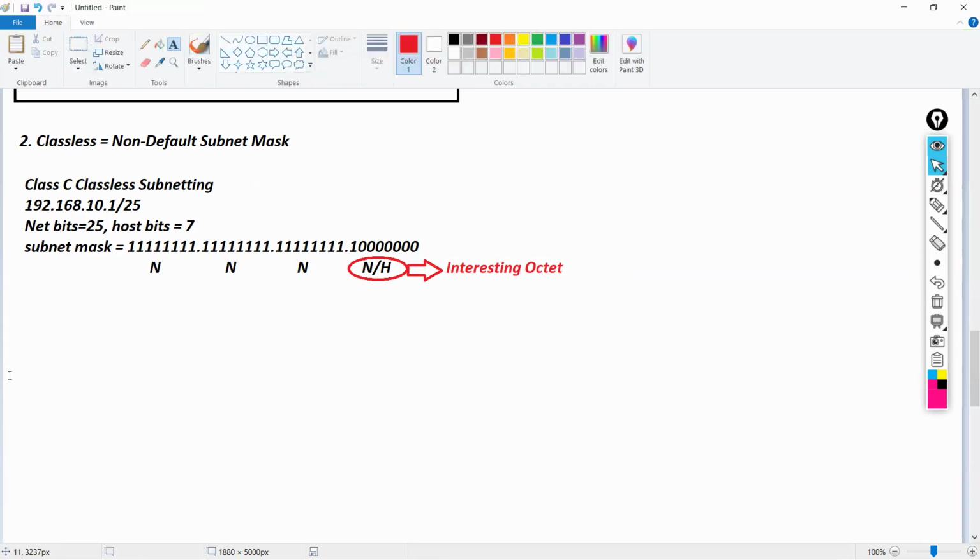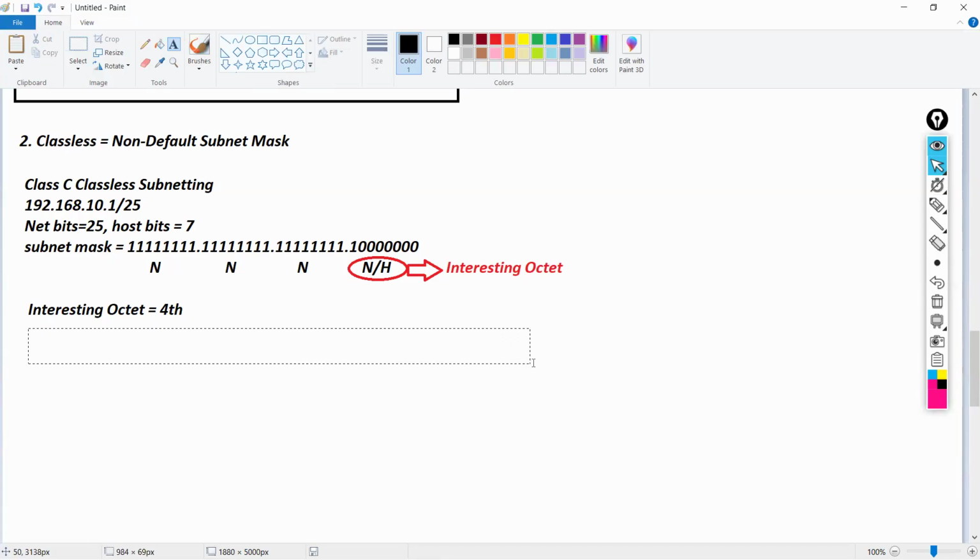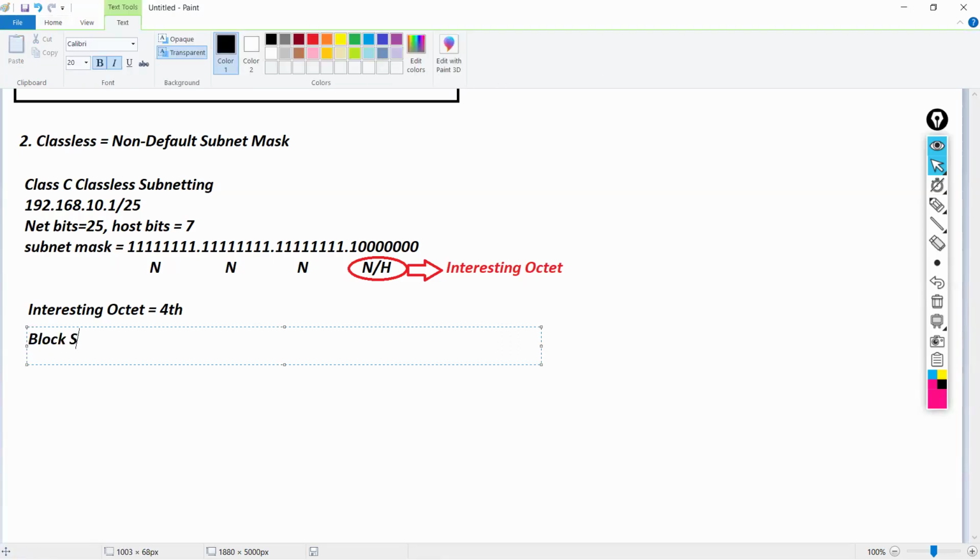Okay. So first thing you will do here is calculate the block size of your interesting octet. So which octet is the interesting octet? Fourth. From here, first, second, third, and fourth. Then you calculate the block size of your interesting octet. How do you calculate? 2 raised to the power of the number of host bits in the interesting octet. Only in the interesting octet.